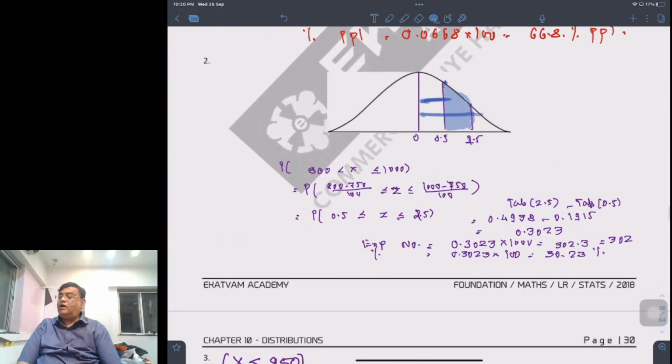ये आंसर आपका आता है क्या वो देखो. It's just going to be the table value for 2.5 minus table value for 0.5. So 0.4938 minus 0.1915, and the answer is 0.3023. Is that clear? So the expected number will happen to be 302, and the percentage of people is going to be 30.23%. ये आपको समझा है क्या? Is that clear?